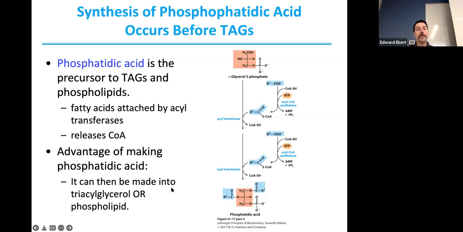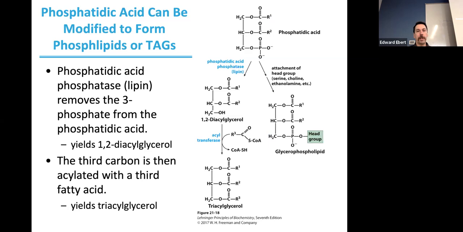There's an advantage to doing this because now we have a phosphorylated glycerol group with two fatty acids. We can leave that as a phospholipid, attach something else to that phosphate group and incorporate it into the membrane, or we can get rid of the phosphate group and attach a third fatty acid to make a triacylglycerol and then transport that to the adipocytes. So that gives us a bigger pool of choice as we start from there.